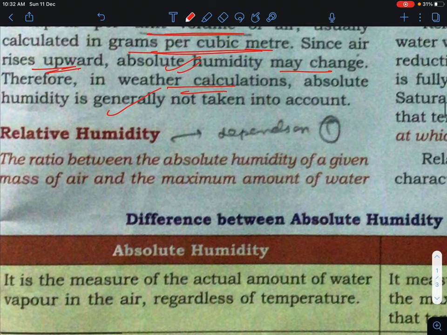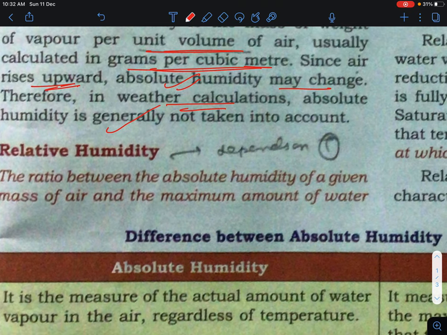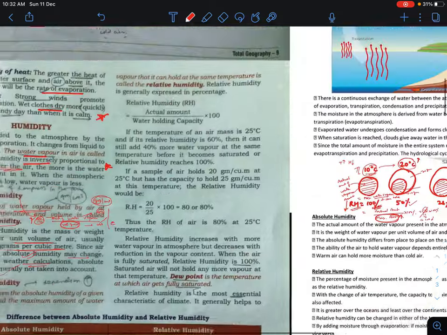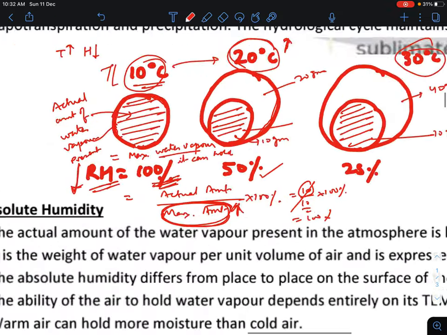Now, the second point is about relative humidity. What is relative humidity? It is the ratio between the absolute humidity of a given mass of air and the maximum amount of water that it can hold. We have already talked about this: relative humidity is equal to the actual amount of water vapor divided by the maximum amount of water vapor that this volume of air can hold.